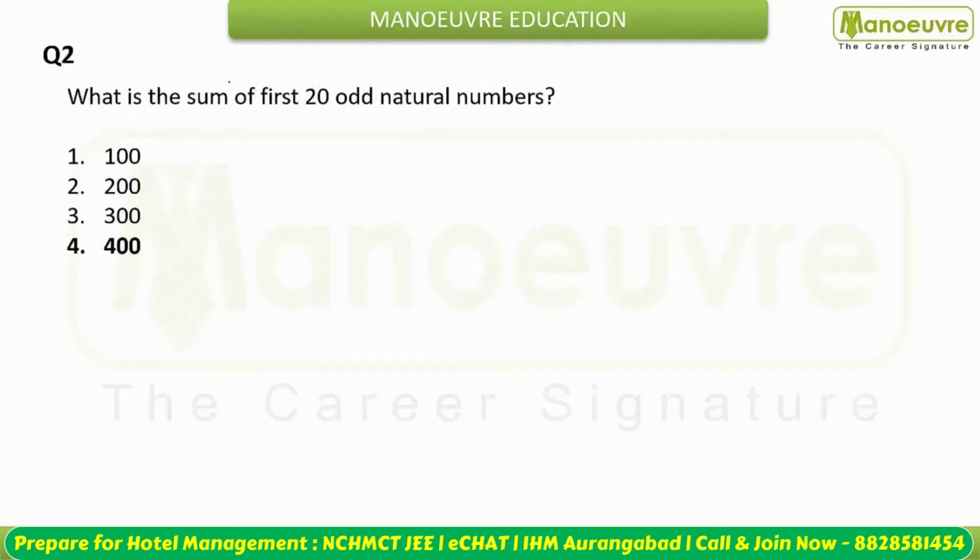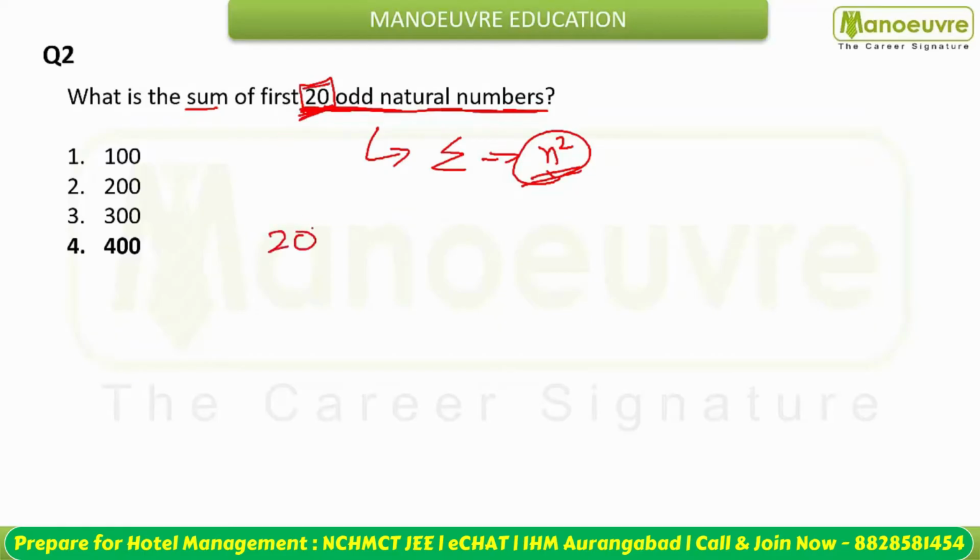Next, you have to find out the sum of the first 20 odd natural numbers. This is a direct hit question. The formula for the summation of odd natural numbers is given by n square, where n is the count of natural numbers. Here n is 20. 20 square is going to be 400. So option D, that is 400, is the answer.